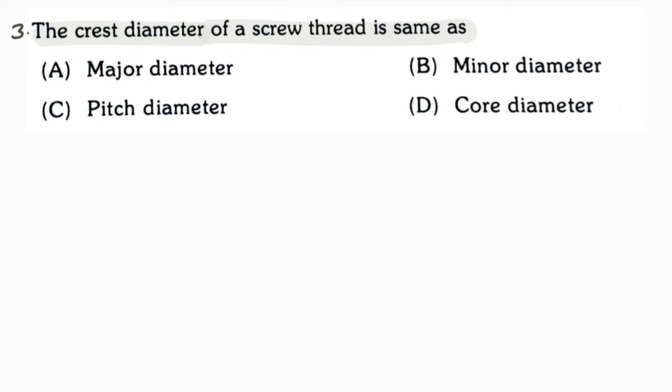If you join all the apex points of the threaded portion, you will get a diameter called crest diameter, also called major diameter. Similarly, the bottom portion of the thread is called root. If you join all the root points of the threaded portion, you will get another diameter called minor diameter. By joining all the crest points, you will get the circle. That circle is called the major circle. The diameter of that major circle is called major diameter. I hope you got my point.